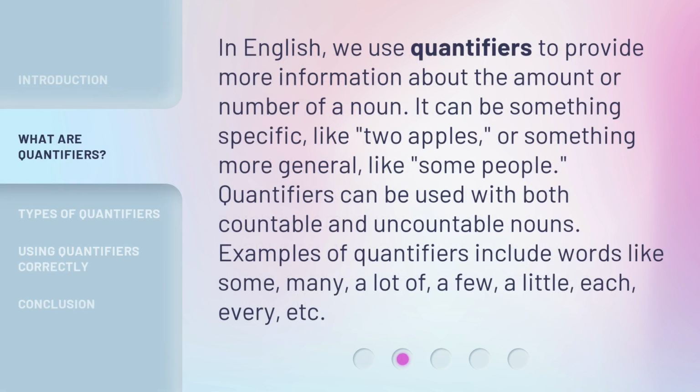In English, we use quantifiers to provide more information about the amount or number of a noun. It can be something specific, like 2 apples, or something more general, like some people. Quantifiers can be used with both countable and uncountable nouns. Examples of quantifiers include words like some, many, a lot of, a few, a little, each, every, etc.